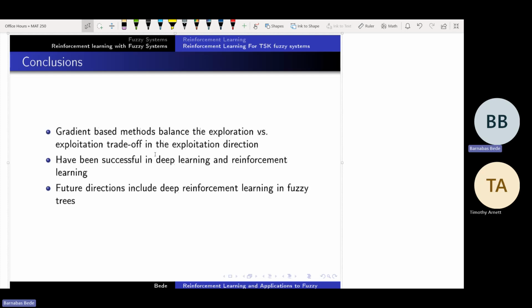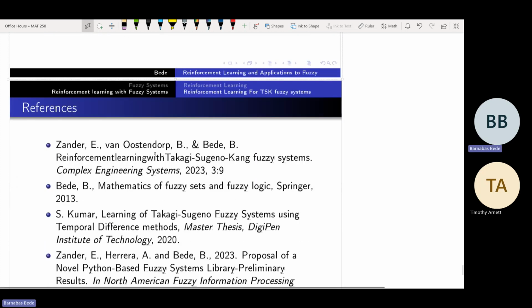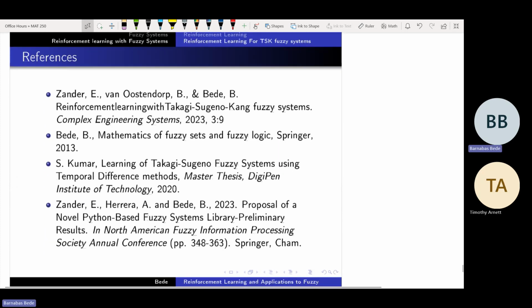Basically this paper has been published in the Complex Engineering Systems Journal, where we were invited to share special papers. Tim has also been publishing in the same issue. So here are our references. These last results are in the Complex Engineering Systems Journal. Then other references you can see here.